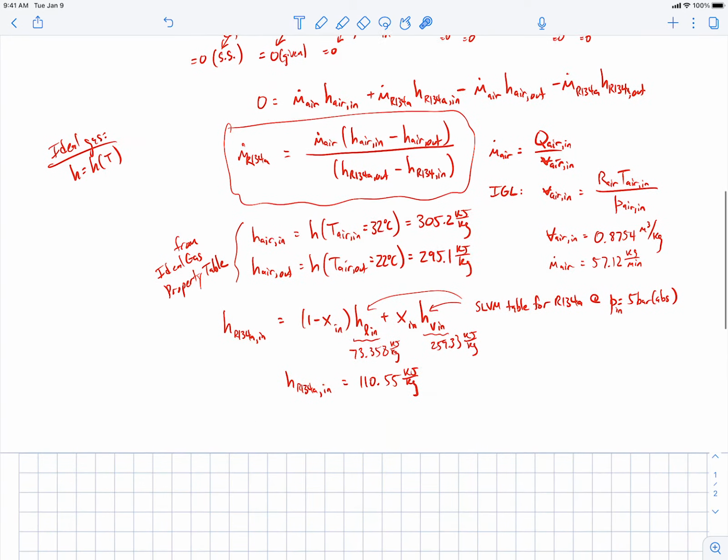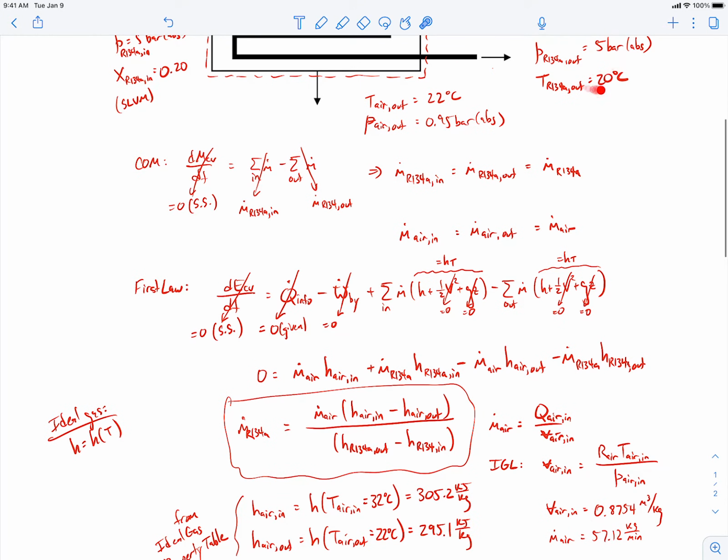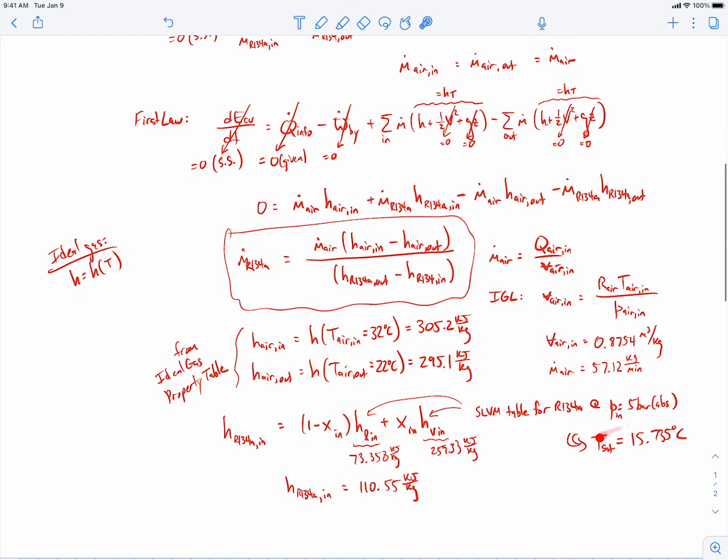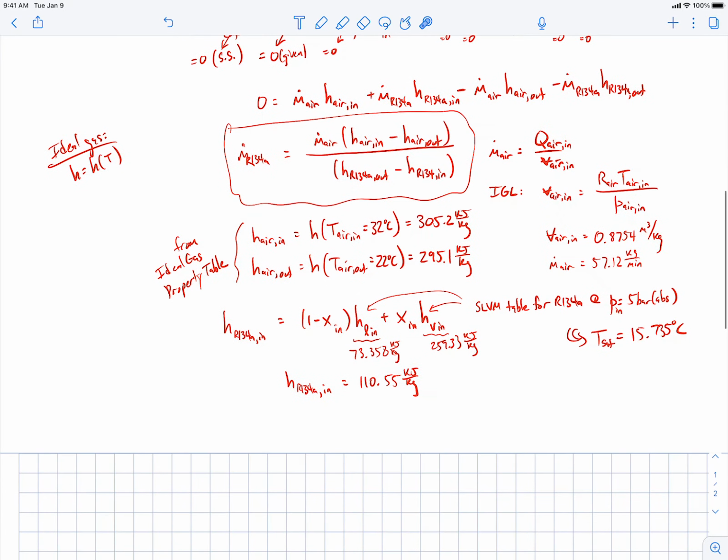If I do that, what I'll find, I'll just mark it here, is that the saturation temperature at that given pressure comes out to be 15.735 degrees C. So that's the saturation temperature for R134A at 5 bar. And you'll see that our given temperature, 20 degrees C, is larger than that. So since T out is greater than T saturation, that means we're dealing with a superheated vapor phase.